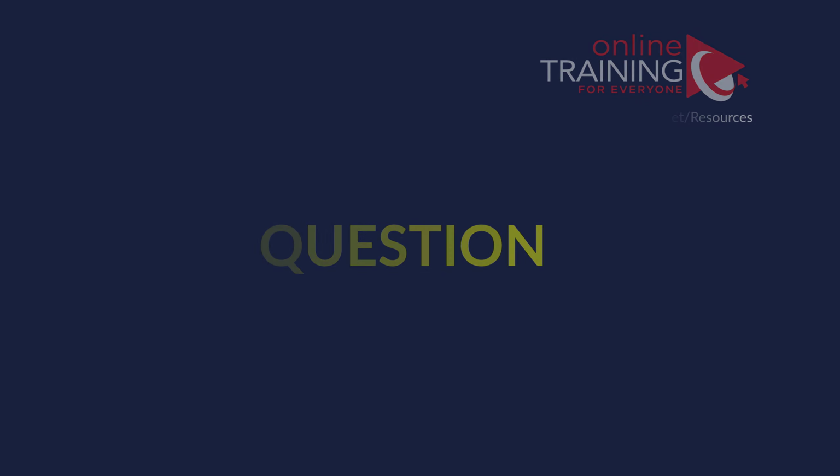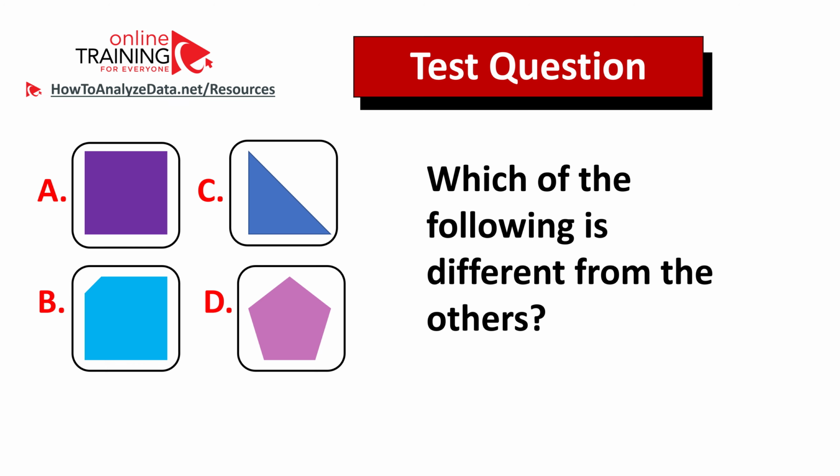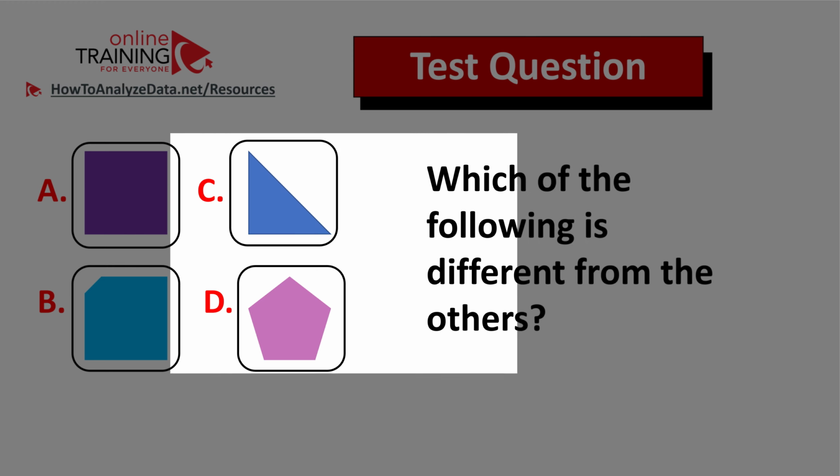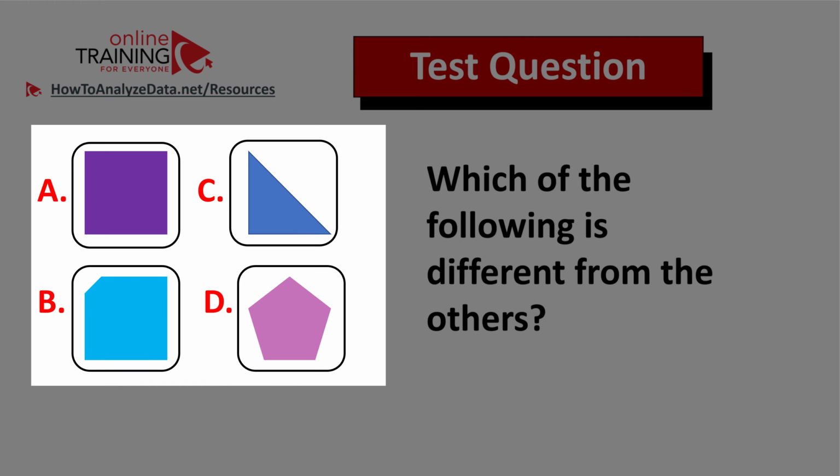Let's look at an interesting question, which was designed to mislead you. Which of the following is different from the others? And you're presented with 4 different shapes. Choices A, B, C, and D. Do you see the answer?